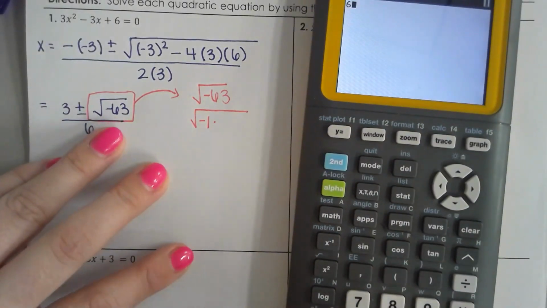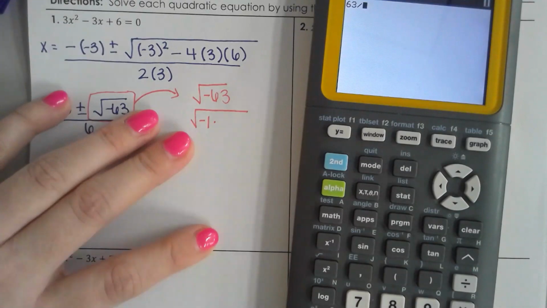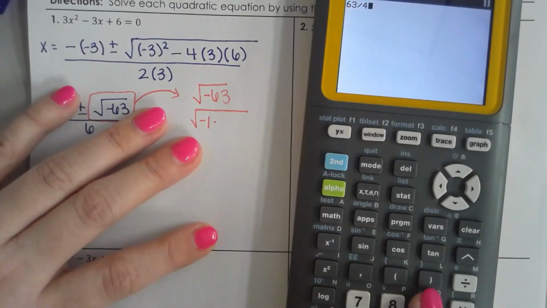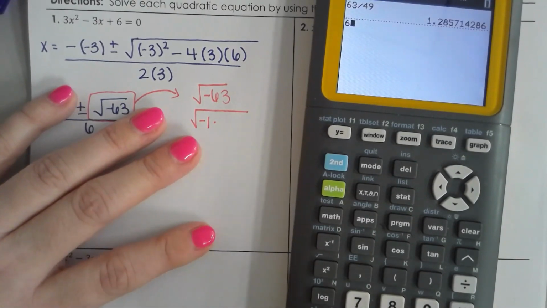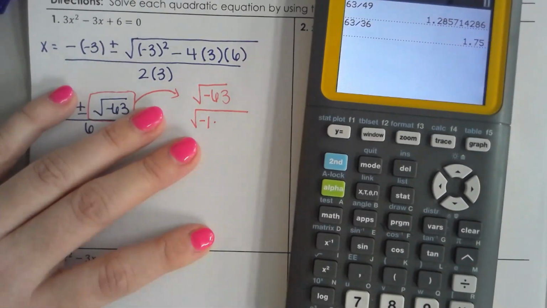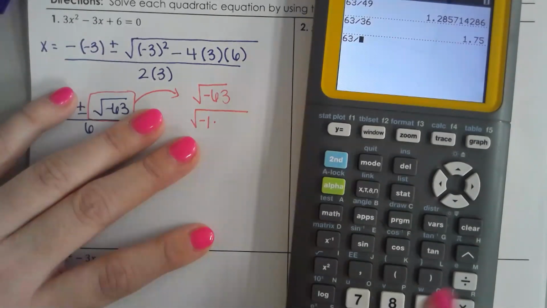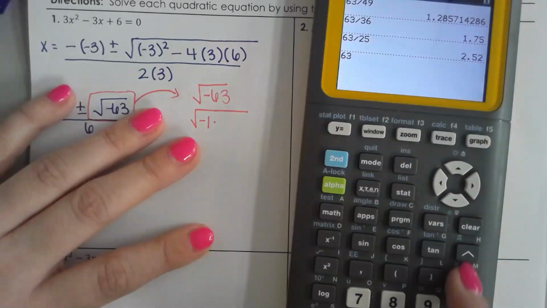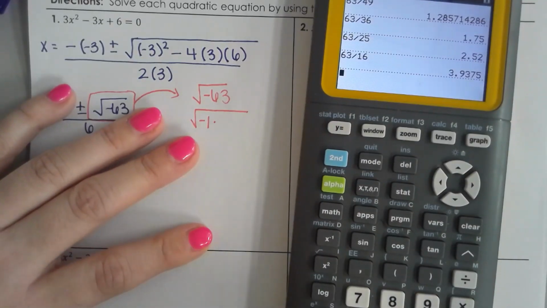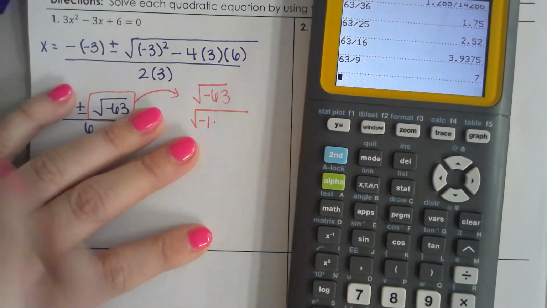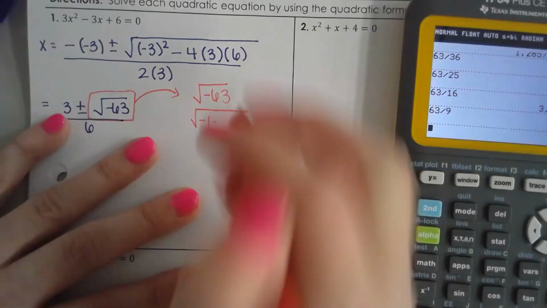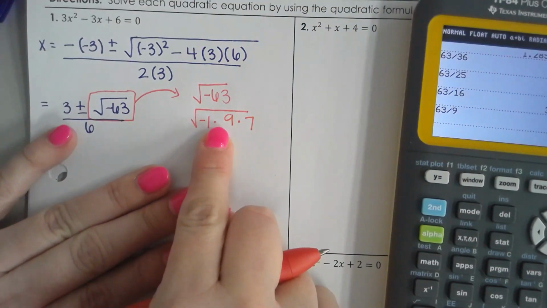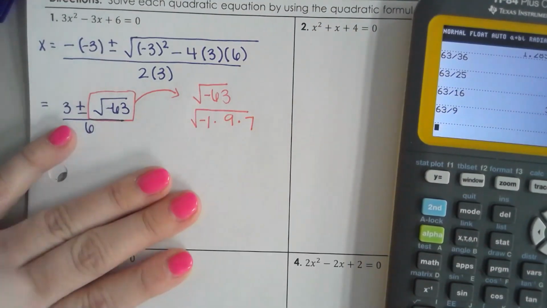If you're not sure, take 63 and divide it by all of the perfect squares under that. So for example, I would start with 49. No. 36. No. 25. We know not that one. 63 divided by 16. No. 63 divided by 9, there it is. So 9 and 7. Negative 1 times 9 times 7 is negative 63.